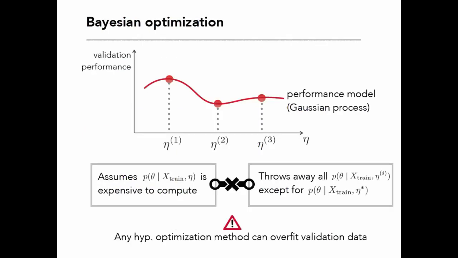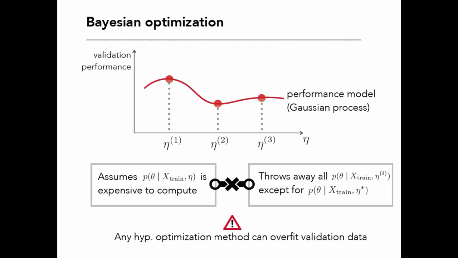Now, as I said, Bayes-opt maintains a performance model, which you can think of as a meta model, that describes how well the original model performs as a function of eta. And eta is easier to say than hyperparameters, so I'll say eta. So the y-axis is performance on validation data, and the x-axis is configurations of hyperparameters.